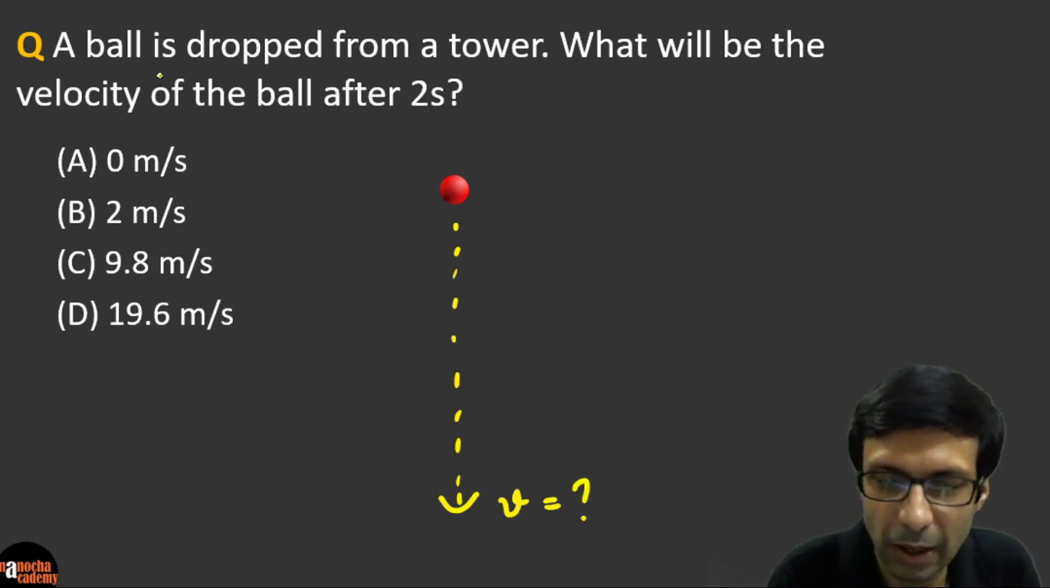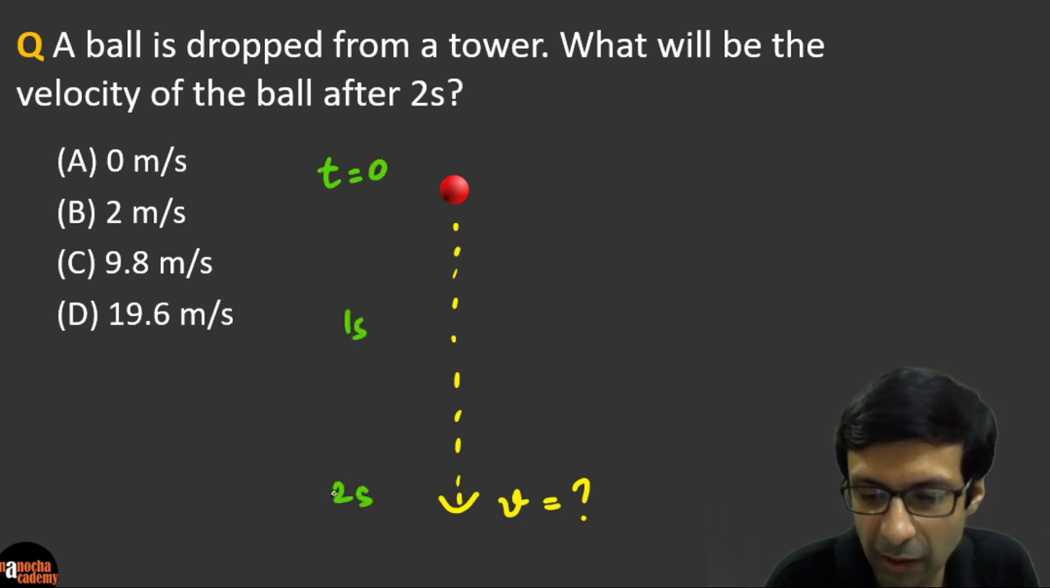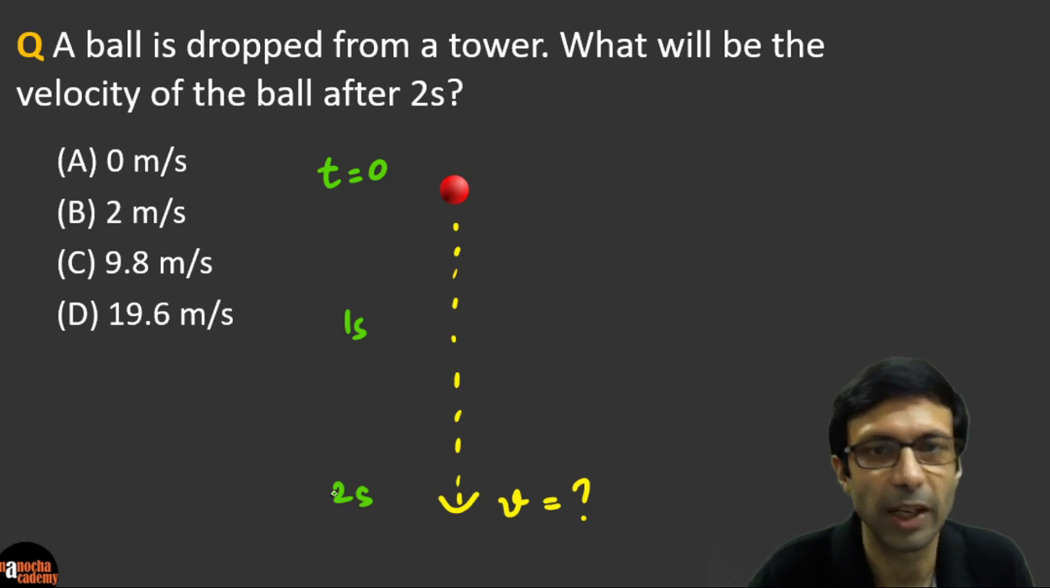So let's say the time starts here. So time here is 0 seconds when he drops the ball. Let's say after 1 second and 2 seconds, the ball is somewhere here. So we need to find the velocity of the ball.